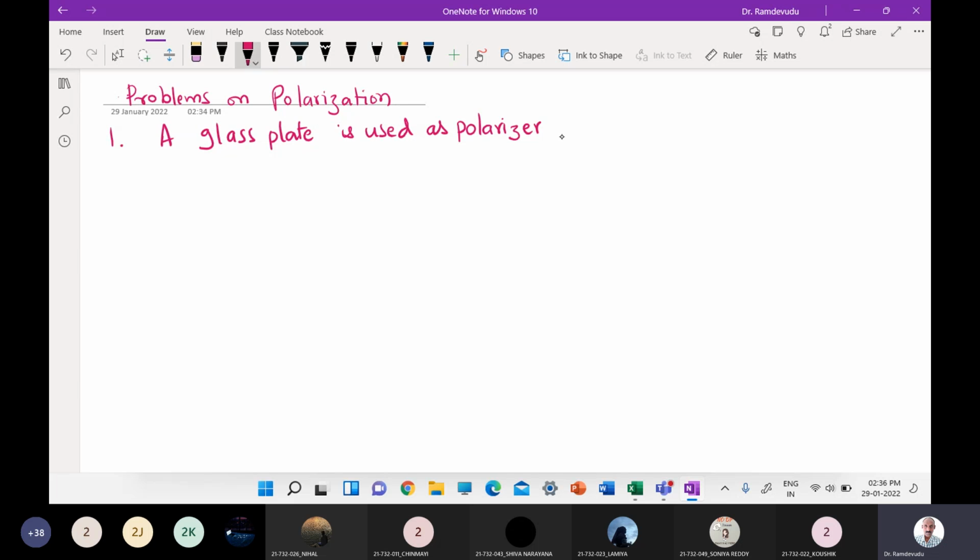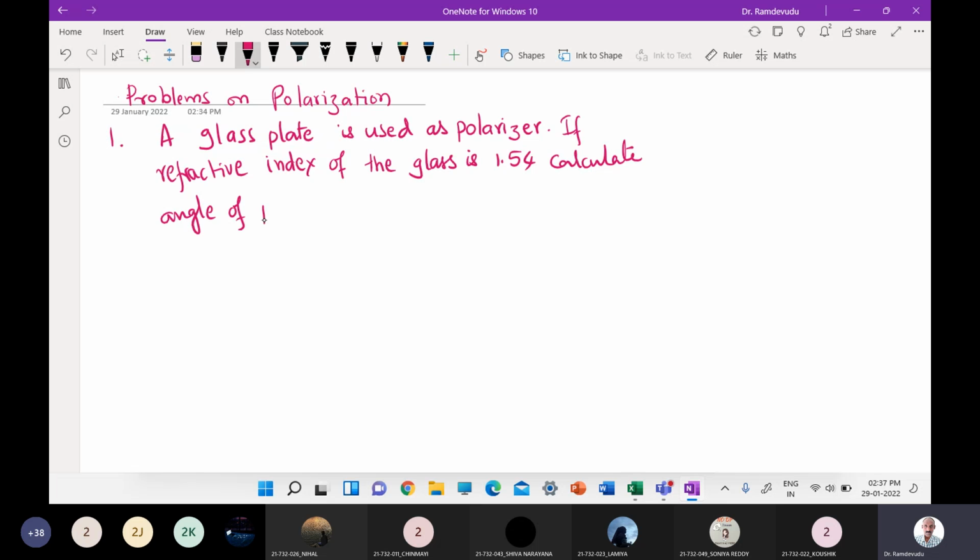If the refractive index of the glass is 1.54, calculate the angle of polarization and the angle of refraction.